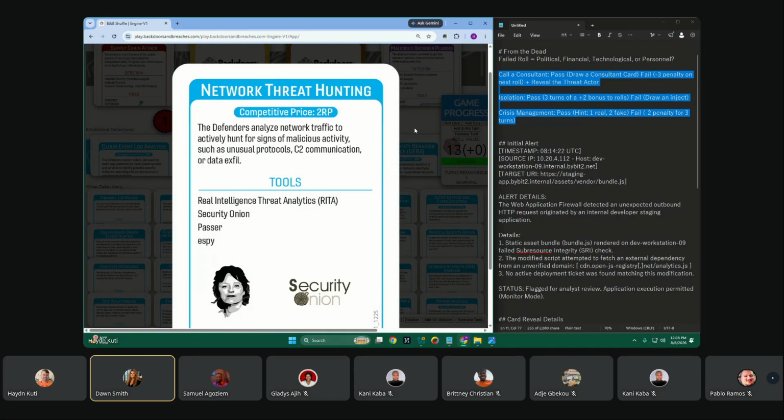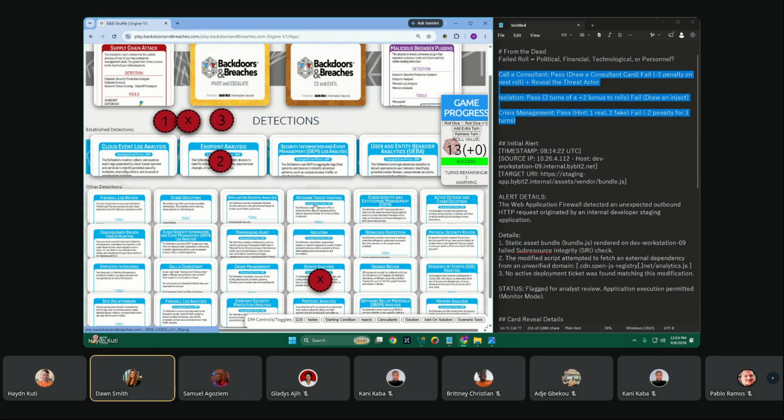I think that's what we need to do. I think we need to look for C2. What's everyone else think? Hey, how's it going, Pablo? The question I want to ask is, do you want to look for network threat hunting before you isolate, or do you want to isolate first and then look for network threat hunting?